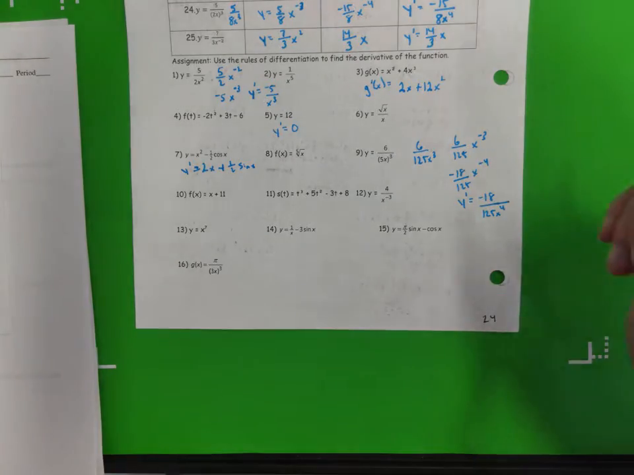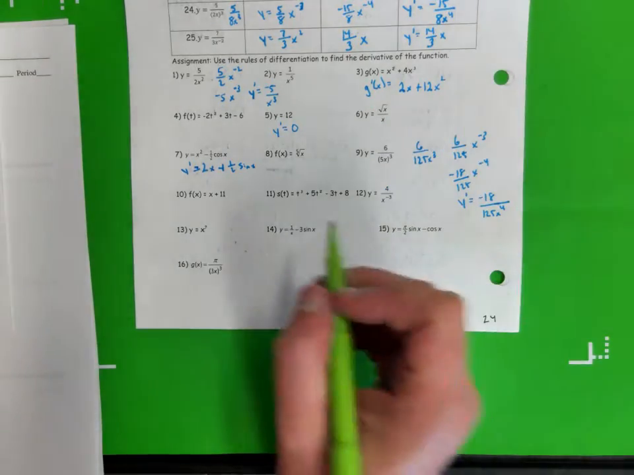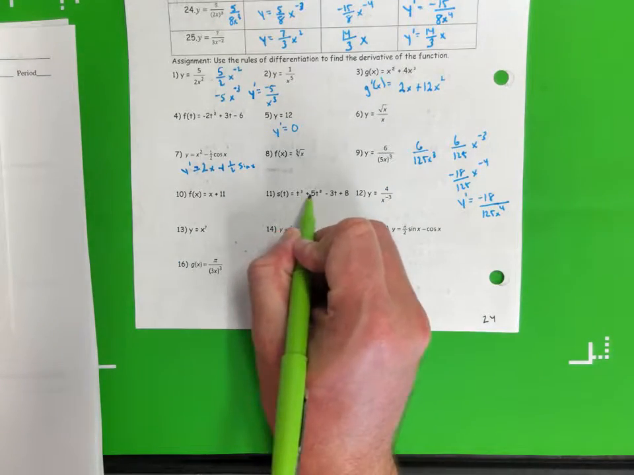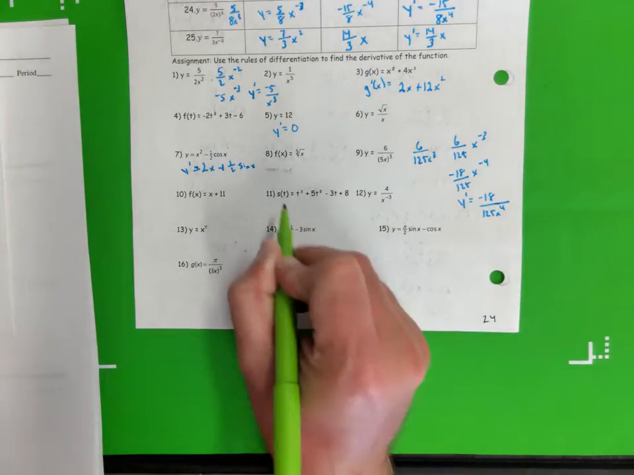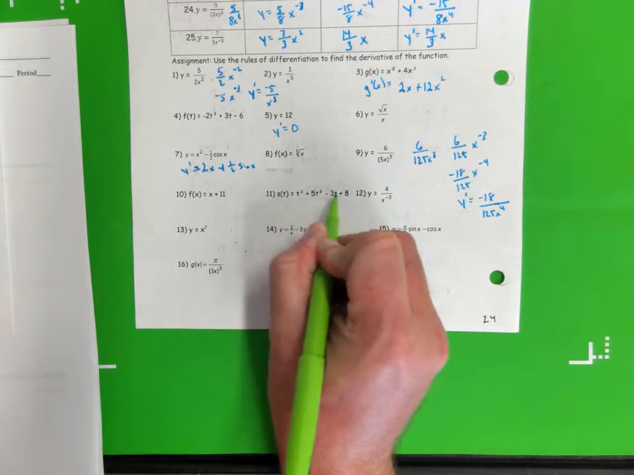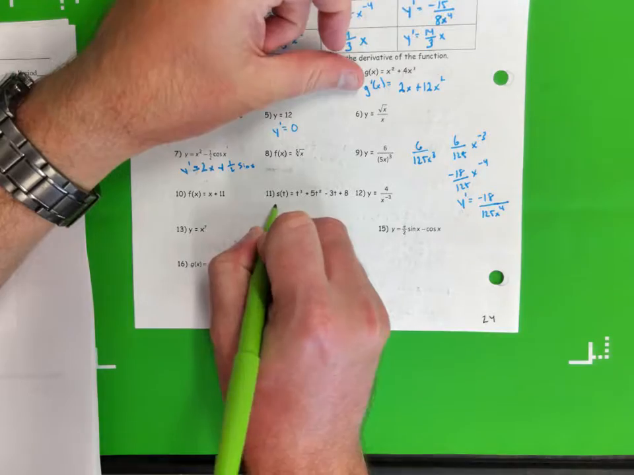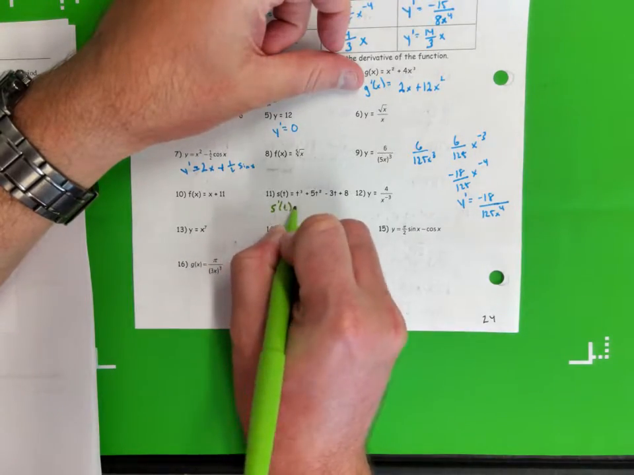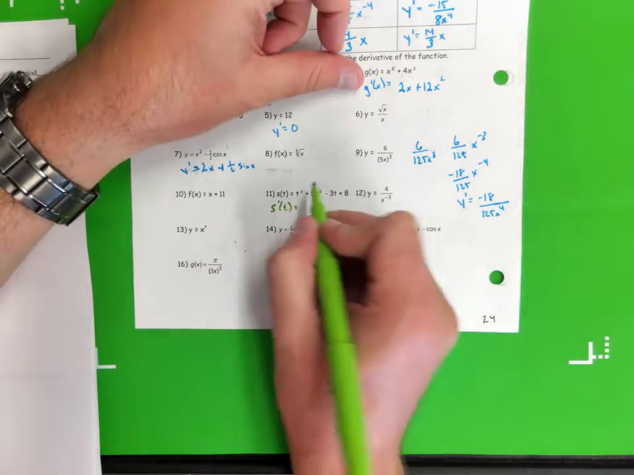Alright. So we're finding the derivative of number 11. How many terms do I have in this problem? On number 11, how many terms? 4. You're going to find the derivative of each one of them. S prime, that is the notation for derivative.